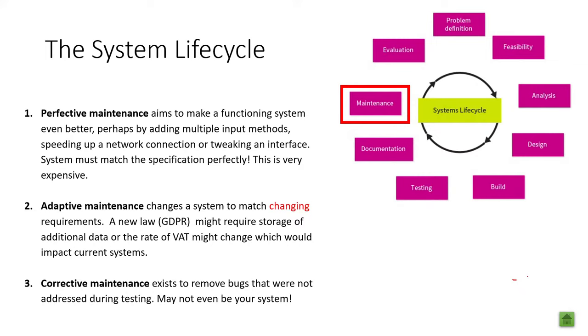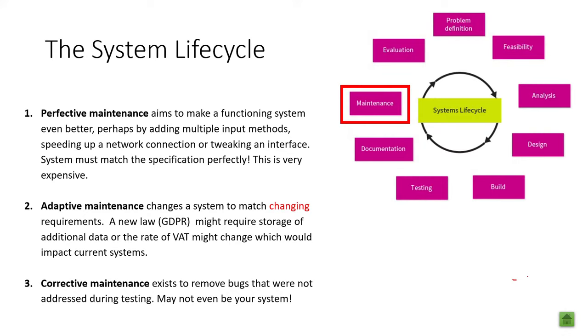So adaptive maintenance, this is where you change the system to match changing requirements. So we got a new GDPR law where we had to change all the pop-ups for cookies on websites. A lot of adaptive maintenance went on with websites there, and it might require things like storage of additional data, or let's say the VAT, the value-added tax rate, changed in the UK, then we would make that change to our systems. And it can be done remotely. We don't have to get people in to actually do it.